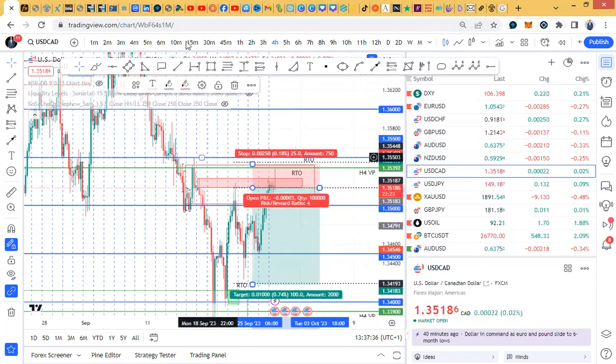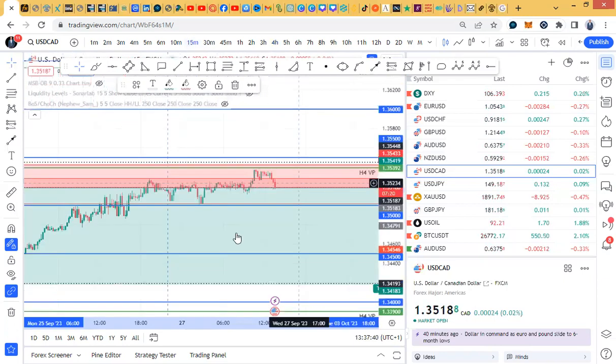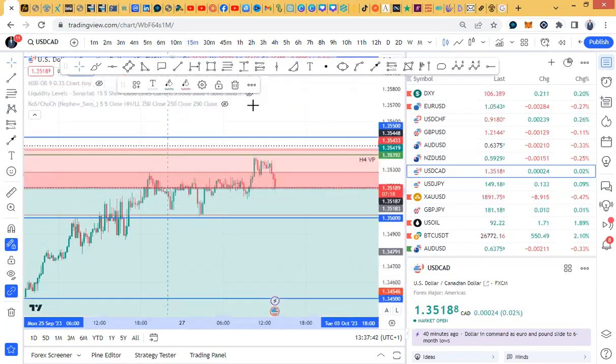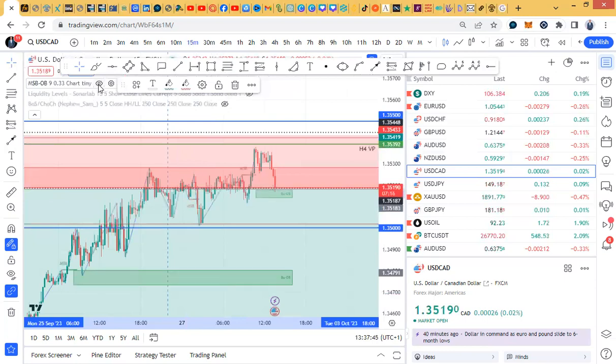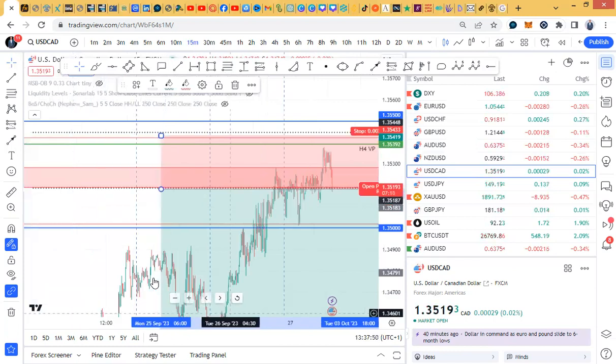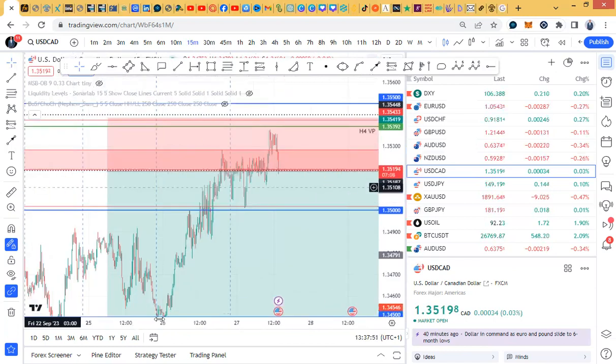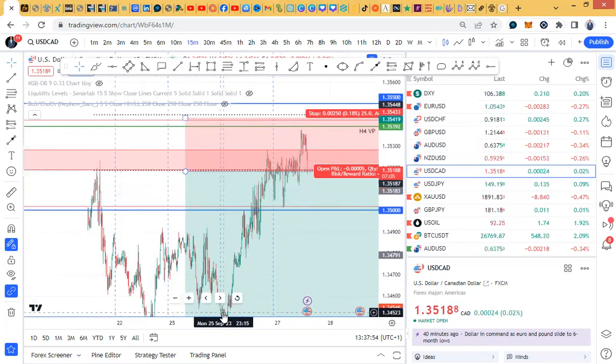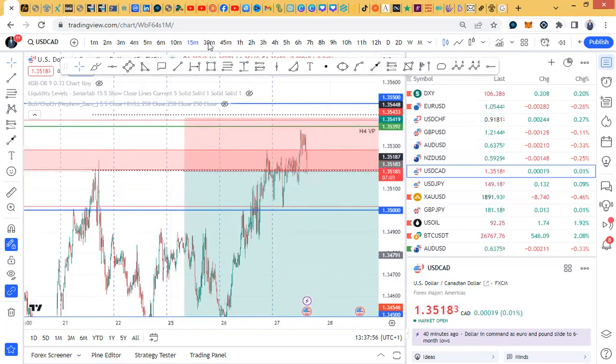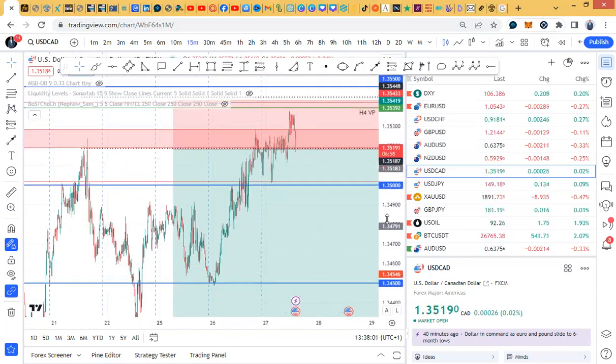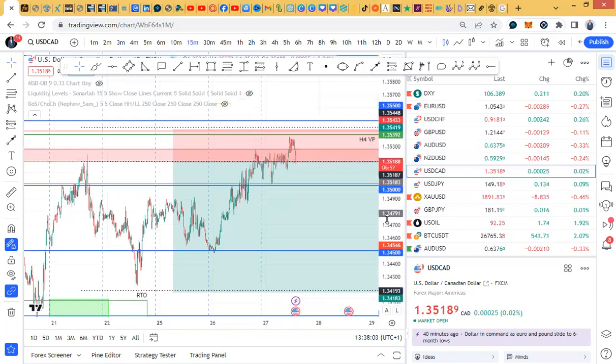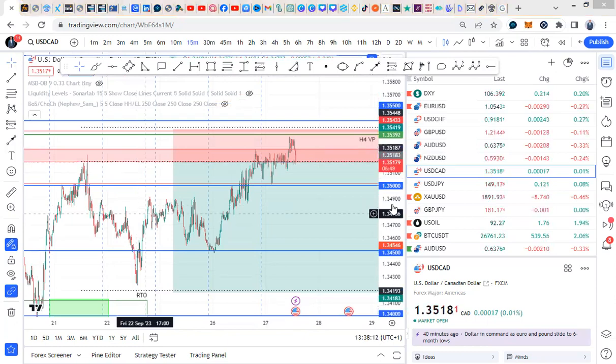Let me go to my smaller time frame. Okay, the market moved massively up. But since I expect dollar to be more weak, I think this USD CAD is quite in a position to start selling, more like a corrective structure. I think I'll be sending in USD CAD to you guys.